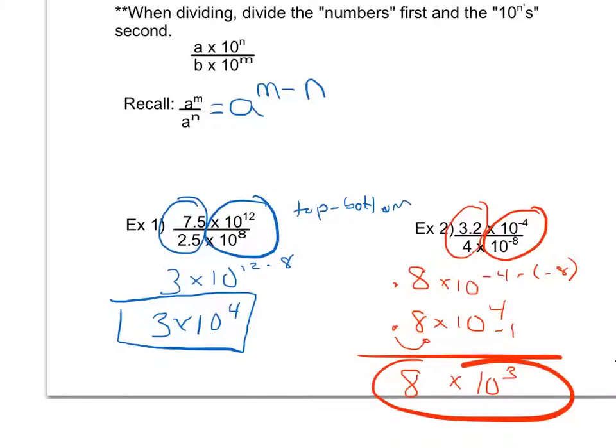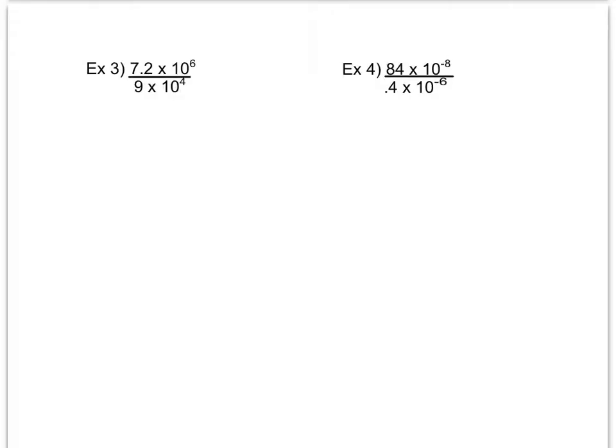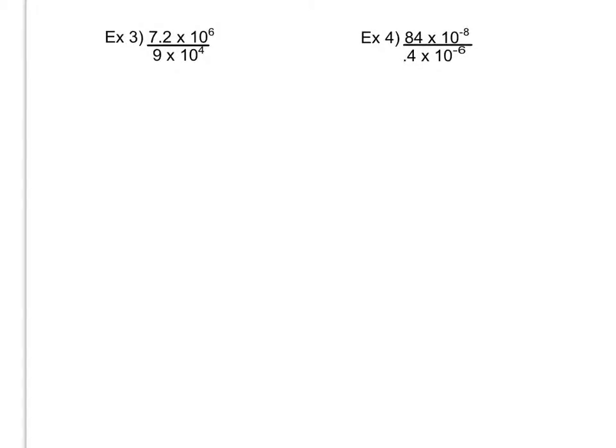Now I'm going to give 2 examples for you to try. Please pause the video and try example 3 and try example 4. Or pause the video and try example 3, replay for the solution to example 3, and then pause the video again and try example 4.